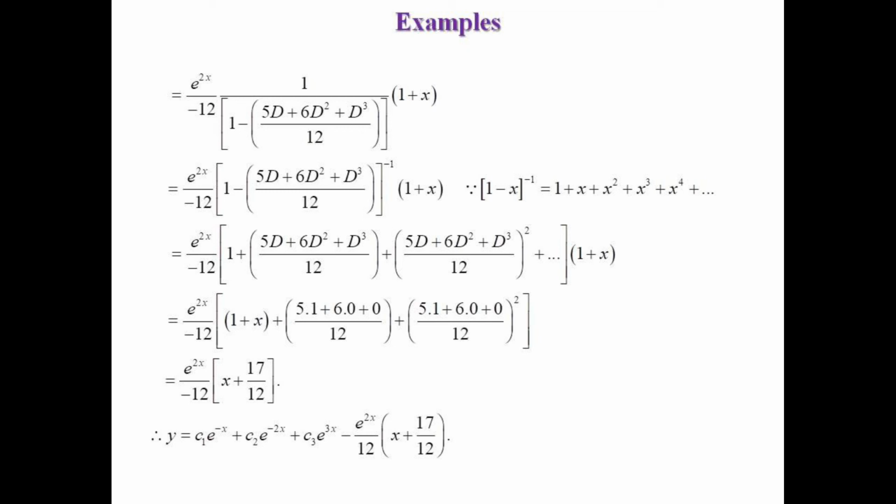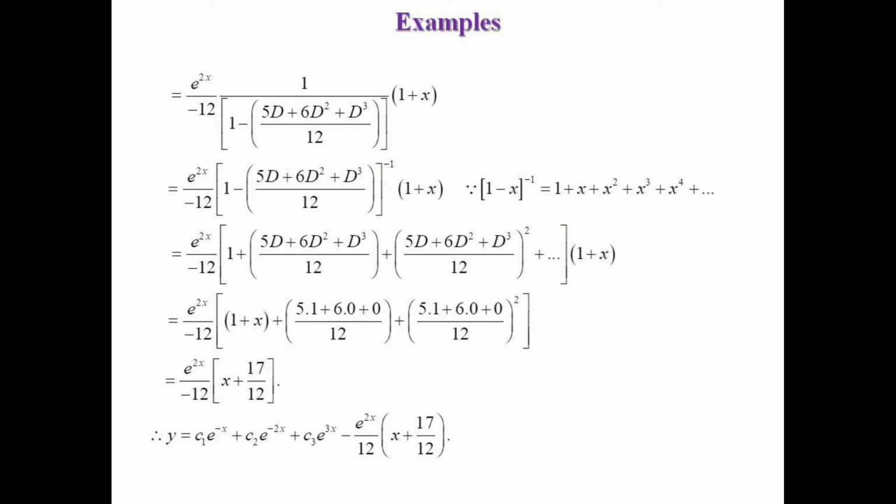So this is of the type 1 minus x raised to minus 1. If we apply this formula, it is equal to 1 plus x plus x square plus x cube and so on. So apply this formula to the second line, or expand this second line according to this formula. Then e raised to 2x upon minus 12 as it is. In bracket we get 1 plus x, where the value of x is 5d plus 6d square plus d cube upon 12. So plus x square, that means its square, and so on.